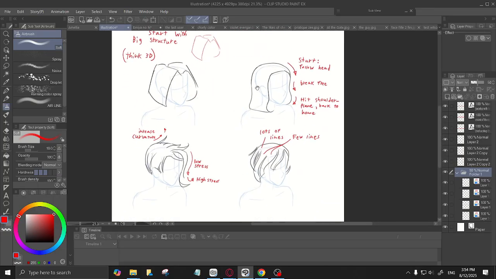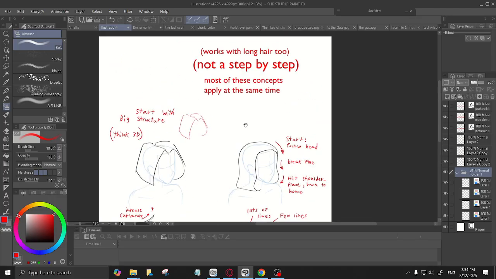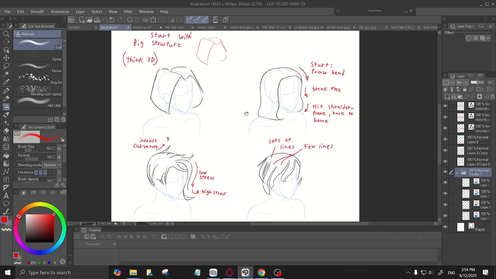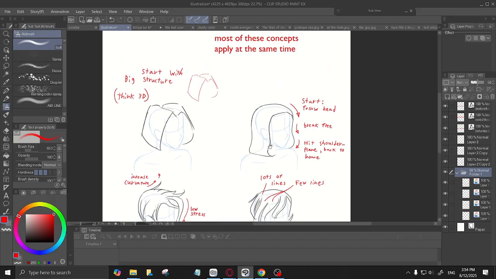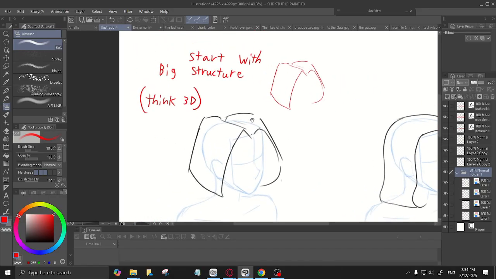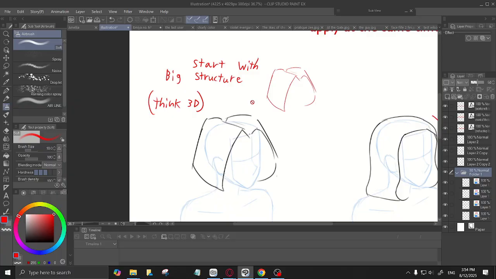Keep in mind these work for long hair as well. And this is not a step by step, like this is not step 1, step 2, step 3, step 4, but you're gonna understand.